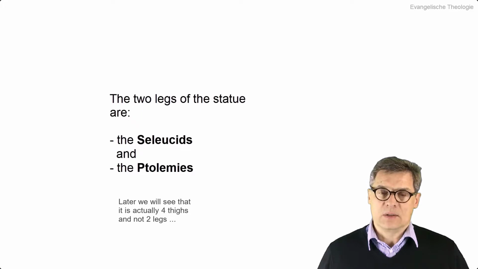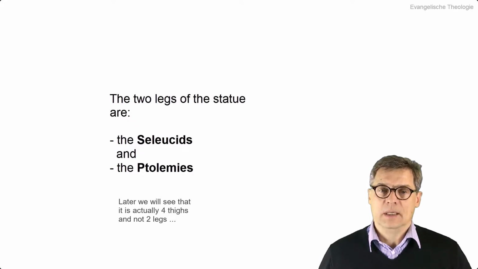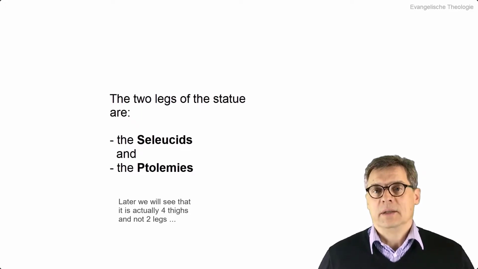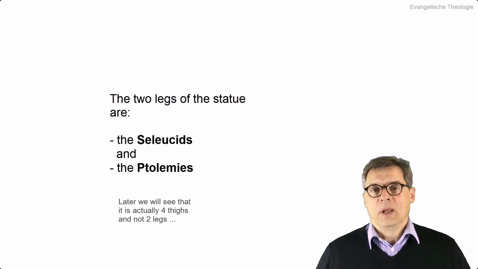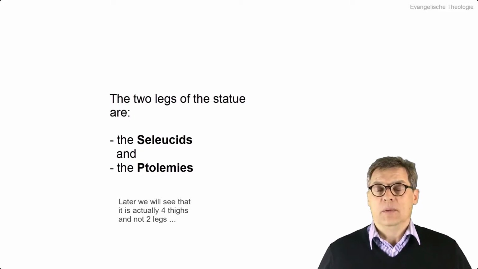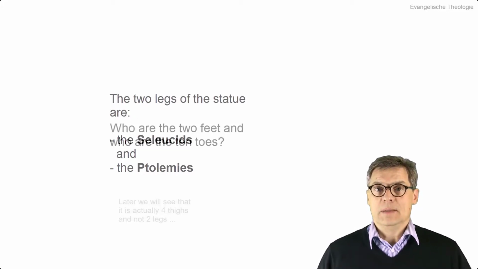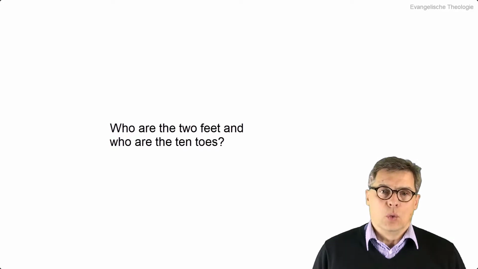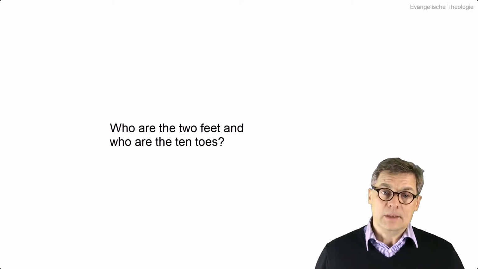So let's stick to the Bible and read on in Daniel until the end, and then these two legs appear very, very clearly in front of us. The question that still arises now is, who are the 2 feet and who are the 10 toes? And we'll look at that in the next chapter.